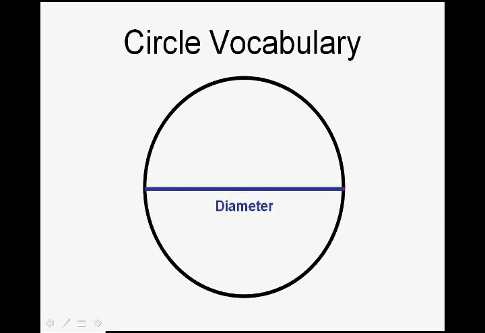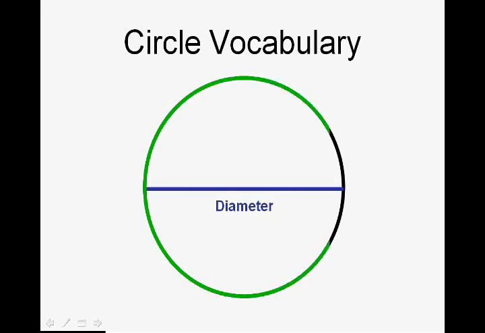Now, there's another word. What about the actual distance around the circle, the black part? Now it's green. Well, that's actually called the circumference of the circle. So we have 3 words, the radius, the diameter, and the circumference. 2 of them are going to be easy to measure with a ruler. The circumference, since it's round, is going to be tough to measure, but we may need to do it. There's many things in our lives that are circular, and we need to know the distance around something.